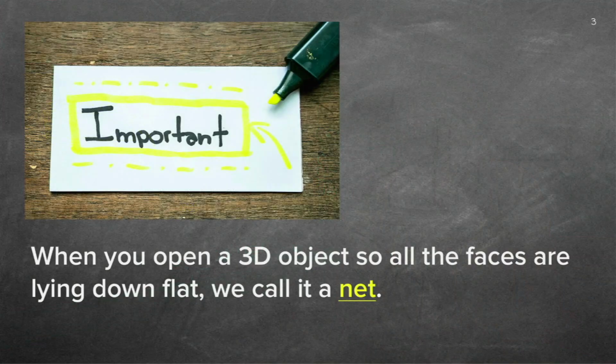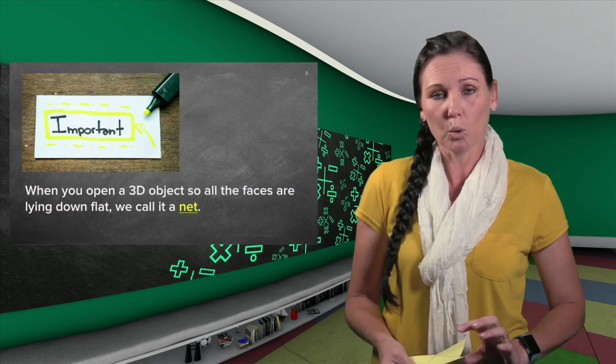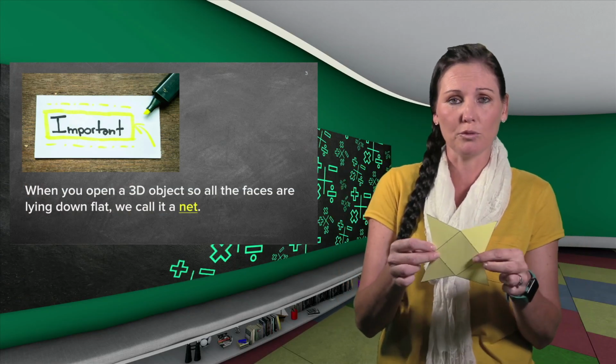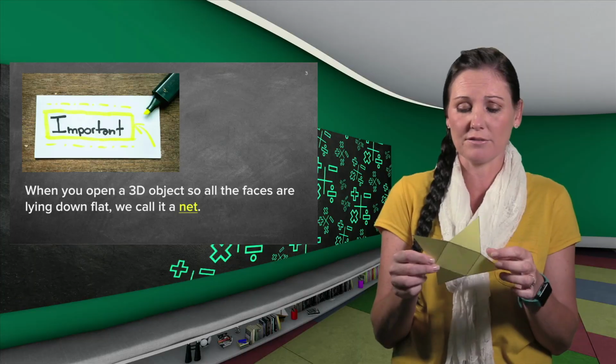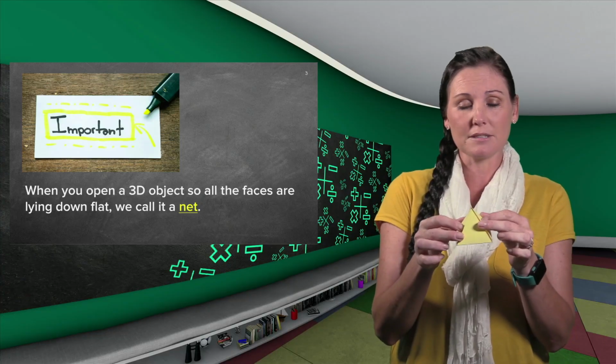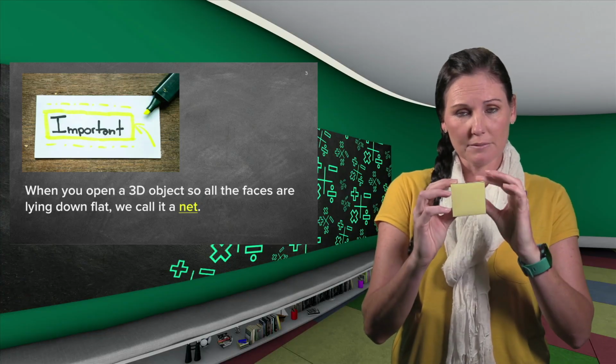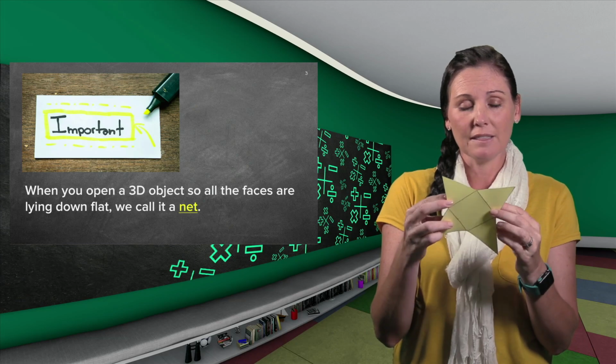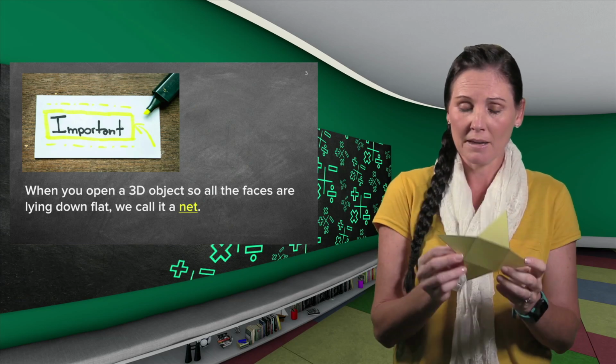So it's very important that you know that when we open a 3D object and all the faces are lying down, we call it a net. So here I've got an example for you. I'm going to show you some pictures with the other stuff as well. So this is a square-based pyramid. But when I open it and it lies down flat, we call it a net.